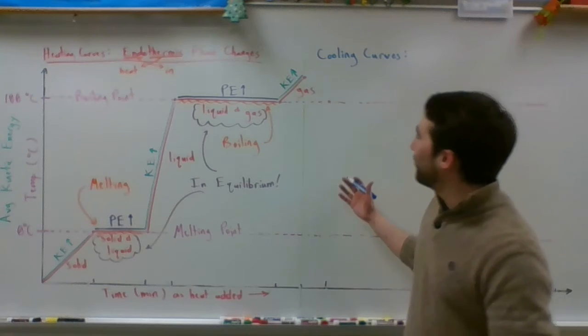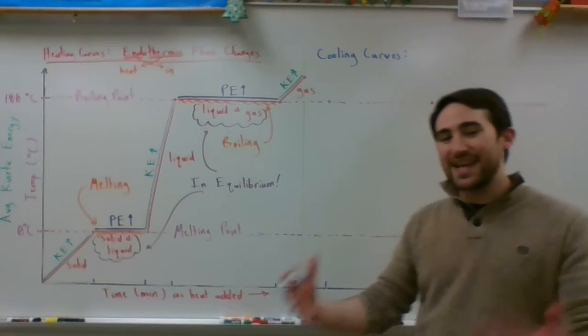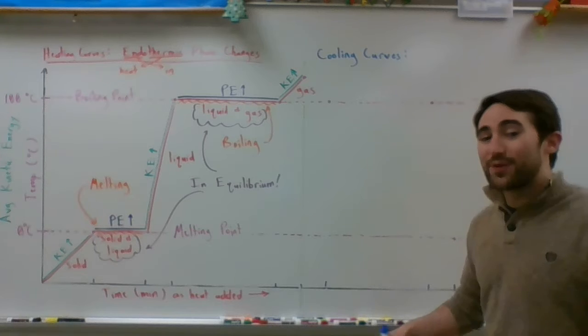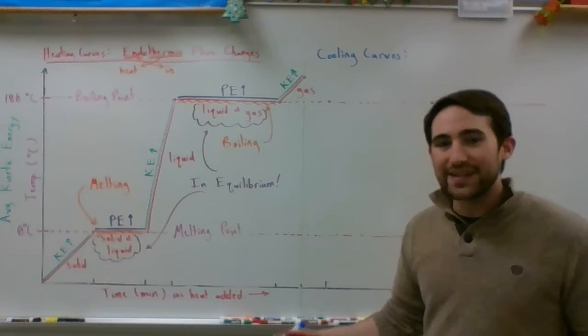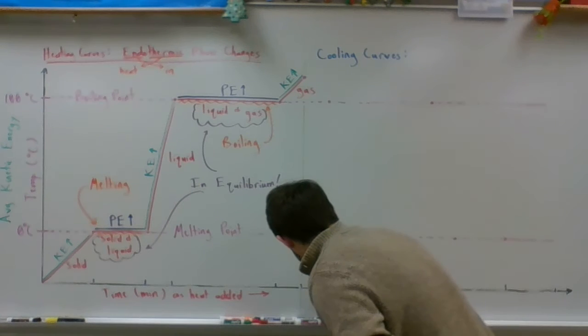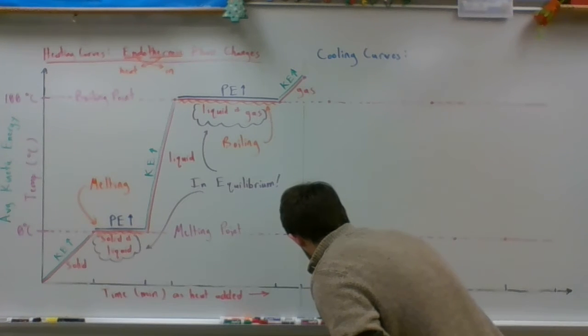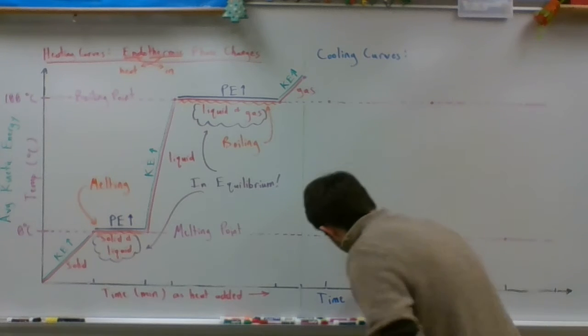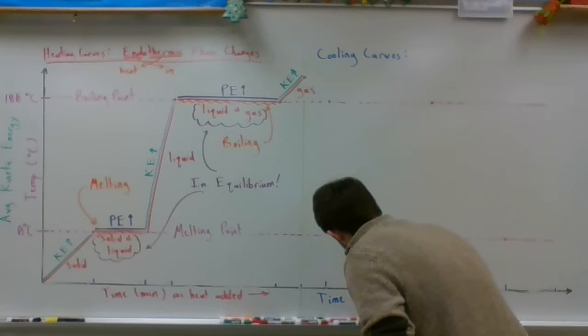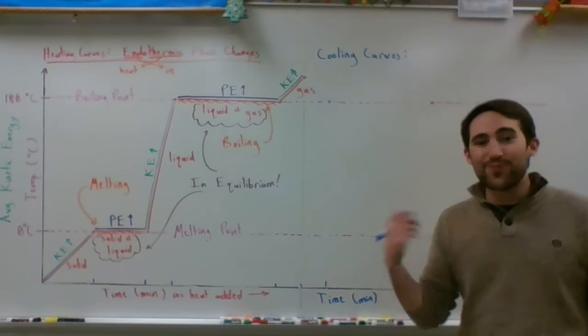Now, in the case of a cooling curve, rather than putting heat in, we're going to be taking heat out. We're going to be removing heat. And specifically, we're going to do it at a constant rate. So my x-axis is going to be time in minutes, as we remove heat.